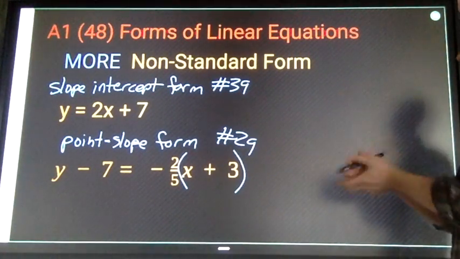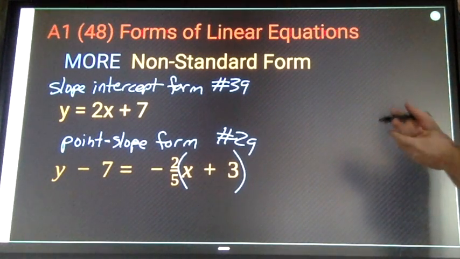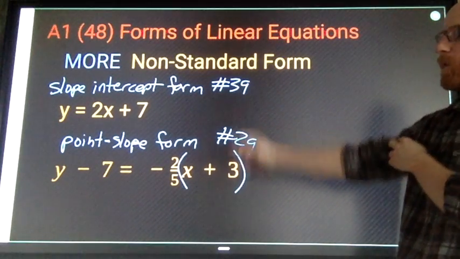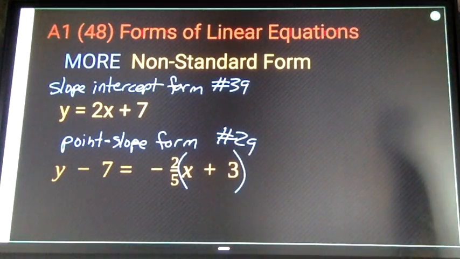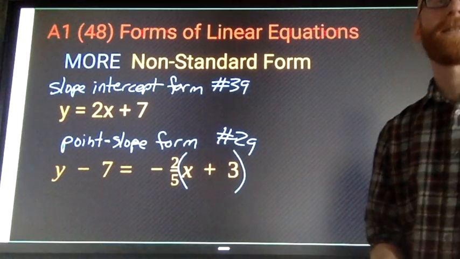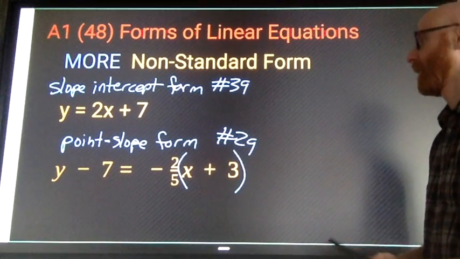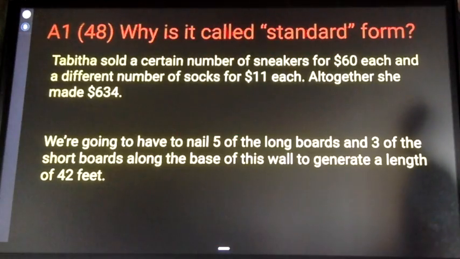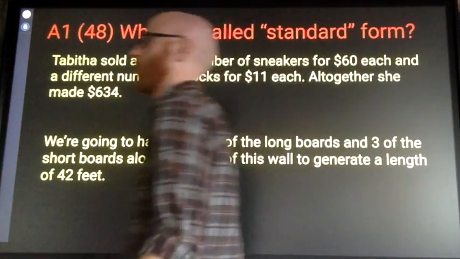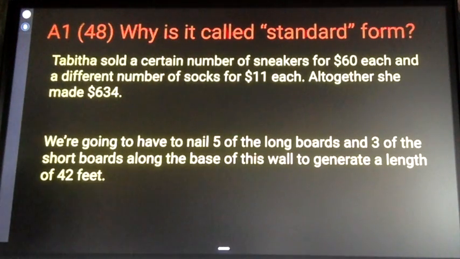Anyway, long story short, these are the three. Standard form, slope-intercept form, point-slope form are the three main ways that we choose to write linear equations in Algebra 1. Why is standard form called standard? It's called standard for a number of different reasons. We'll just look at a few of them.